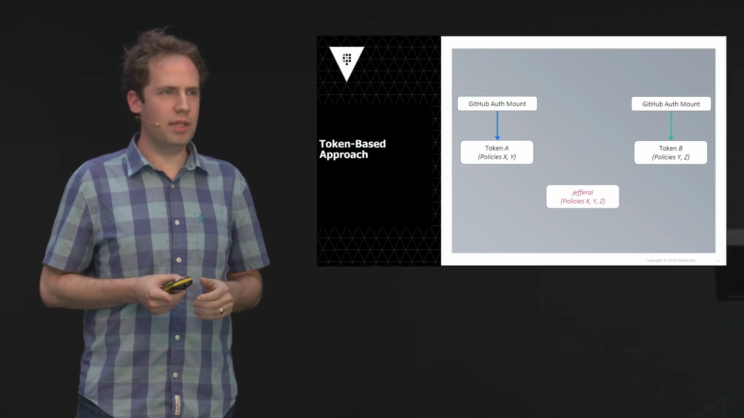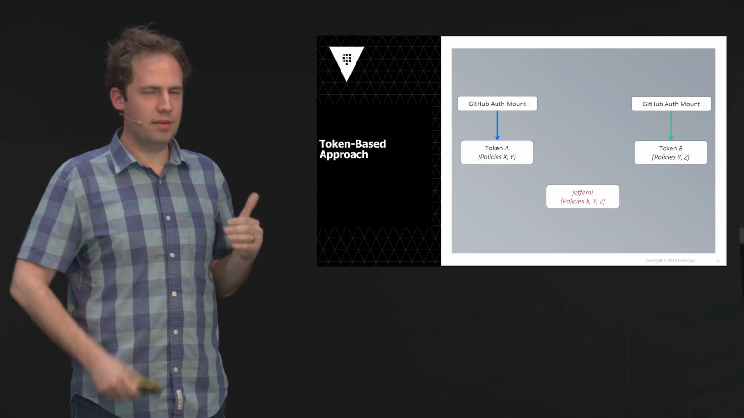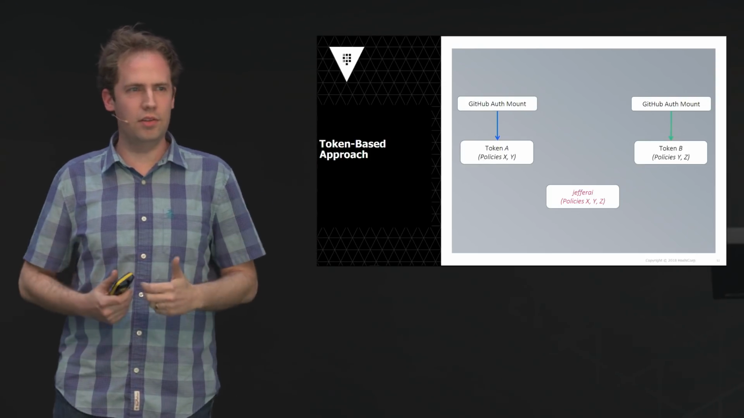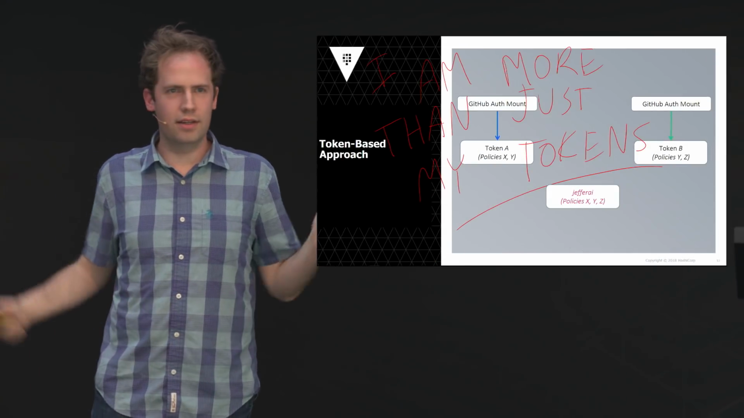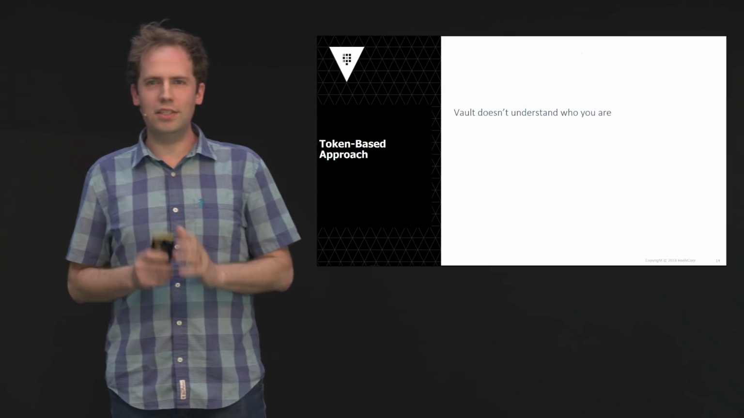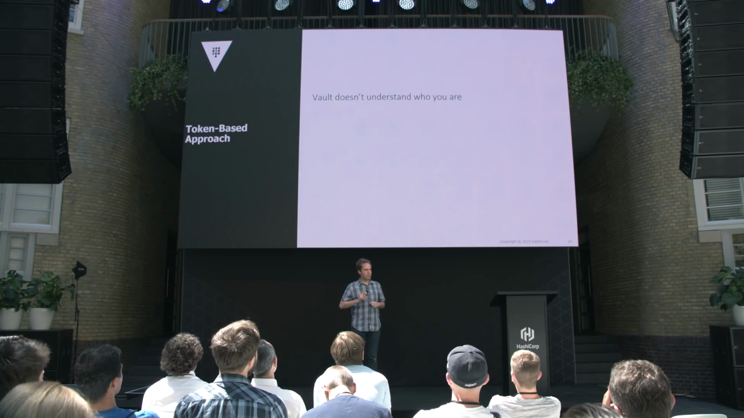If I want to do something with policy X, I have to authenticate through the left side. If I want to do something with policy Z, I have to go through the right side, right? Why can't I just get all those policies together? I am more than just my tokens. Vault doesn't understand who you are, right? It doesn't know. Right now it just says OK, you're a token, you have policies, that's it.